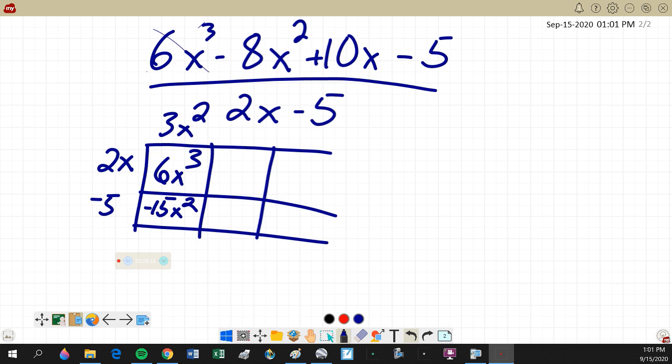So I've done this one. Wow. So I have negative 15. I need negative 8. So I will add 7x. Oh, see, that's a problem. Okay. So I have negative 15. I need negative 9. What? Add 6.